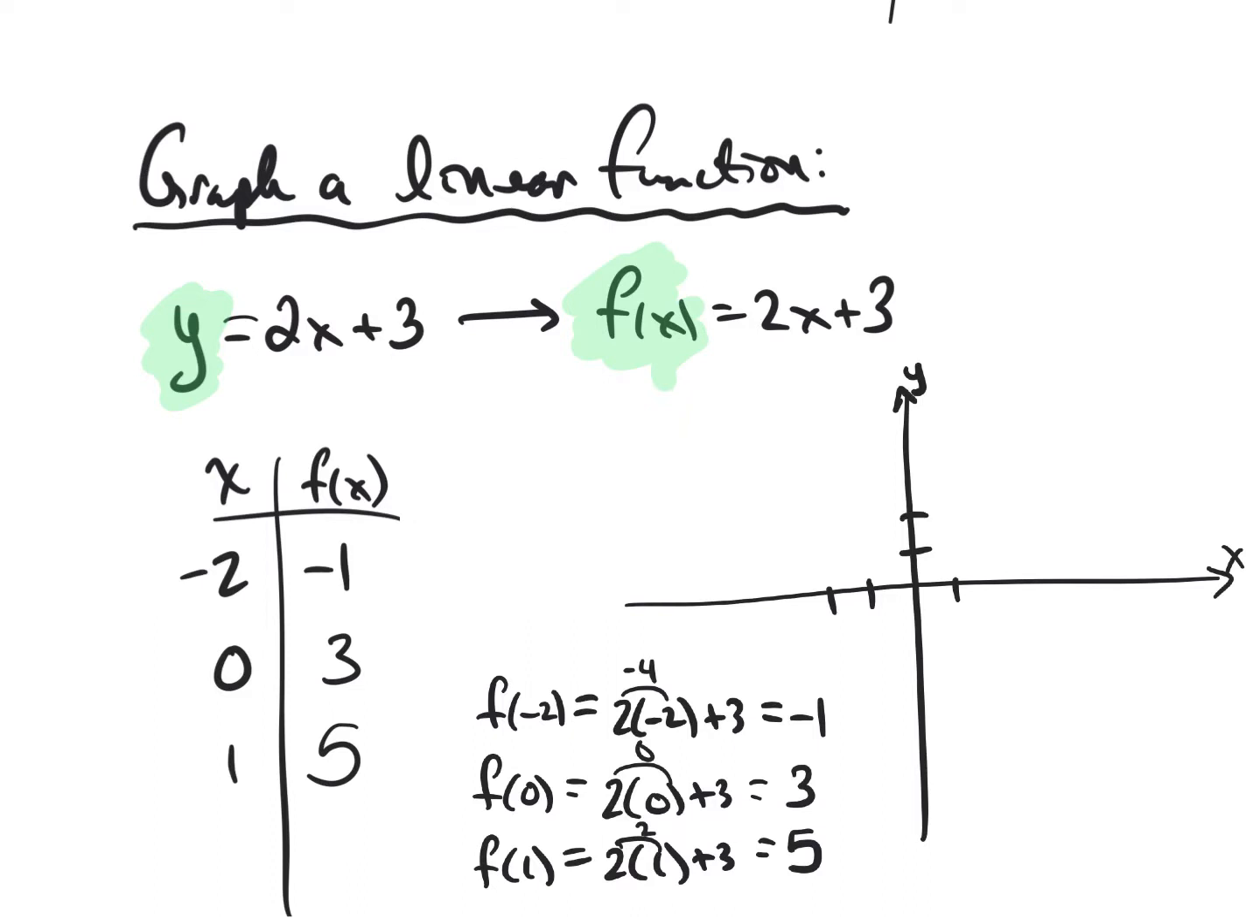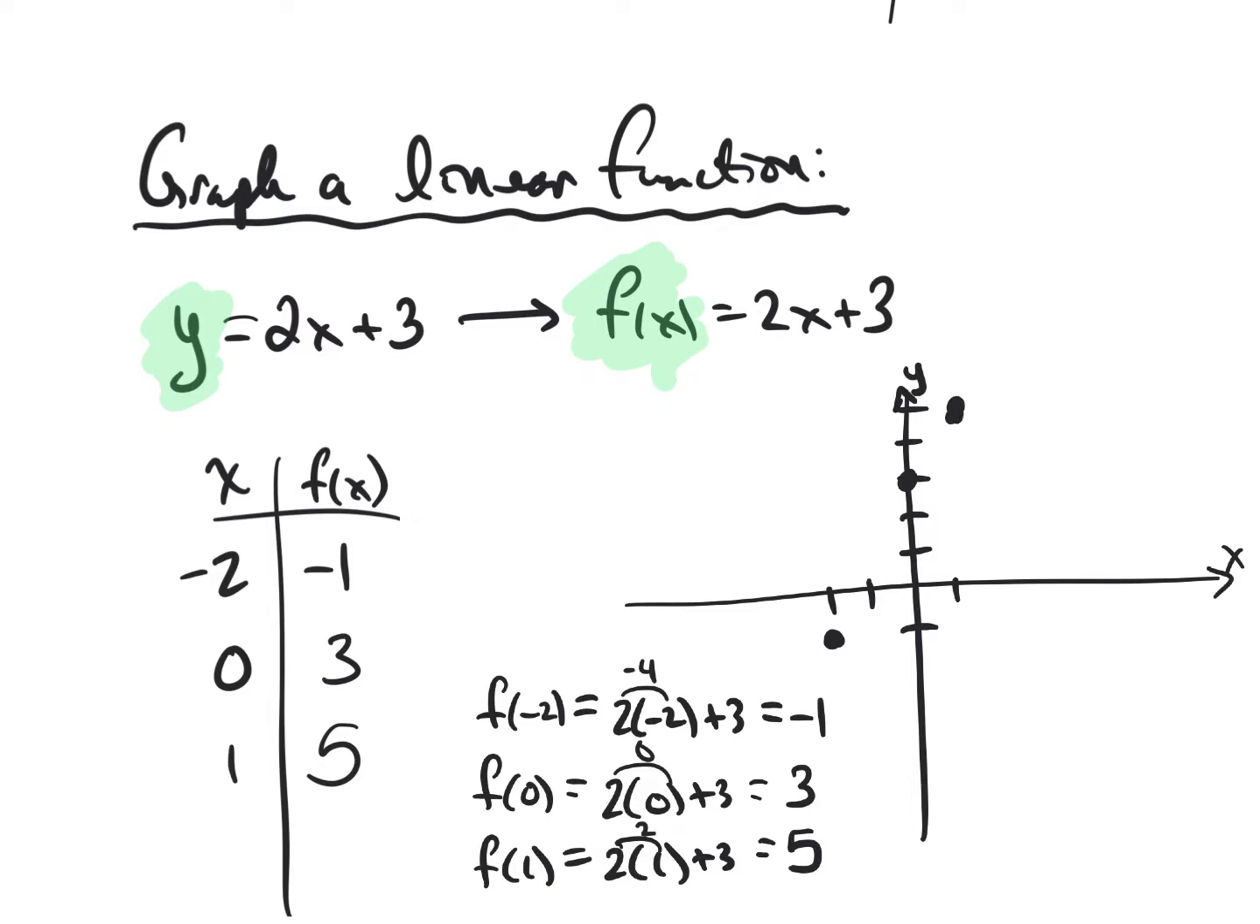And now I'm just going to put enough tick marks on my picture so that I can get those 3 points. So -2, -1 is left 2, down 1. 0, 3 is stay in the middle and go up 3. 1, 5 is 1 to the right, and 5 up.